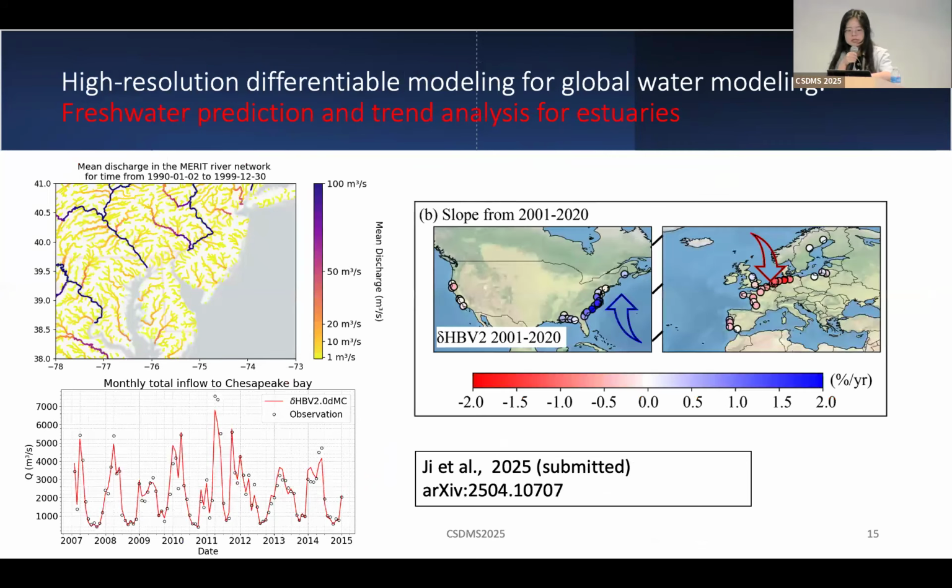And then we did a 20-year trend analysis for the estuaries in the United States and Europe. We found out that the simulation shows that on the eastern side of the United States, we see an increased trend for the freshwater flow going to the estuaries, and on the Europe side, we see a decreased trend. This work was submitted I think last month.